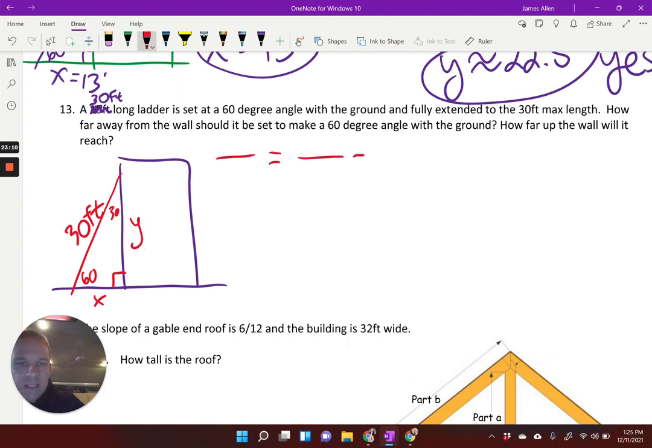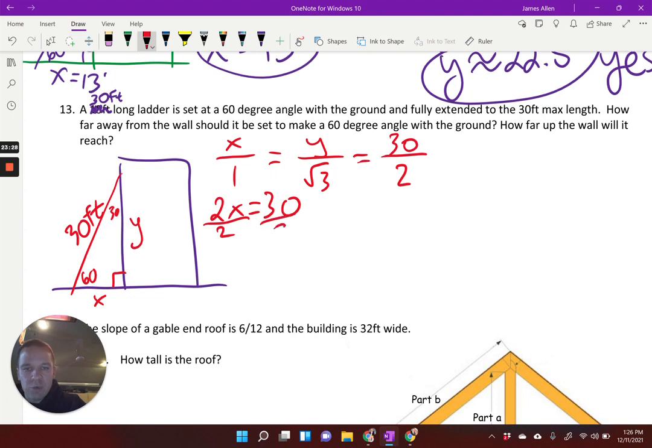So if I set this all up, 1, root 3, and 2. Across from my 30 is x, across from my 60 is y, and across from the 90 is the 30-foot ladder. Now if I cross multiply, I get 2 times x equals 30. And dividing by 2, I get x equals 15 feet. So 15 feet away from the base.